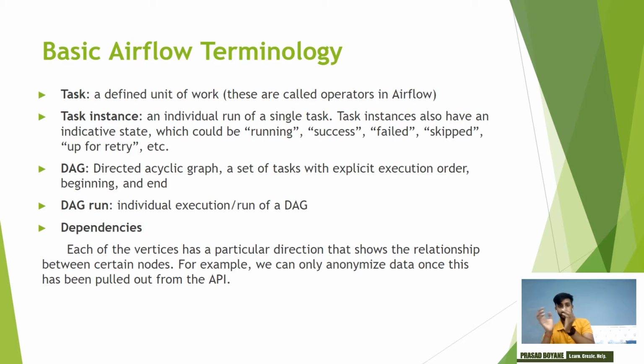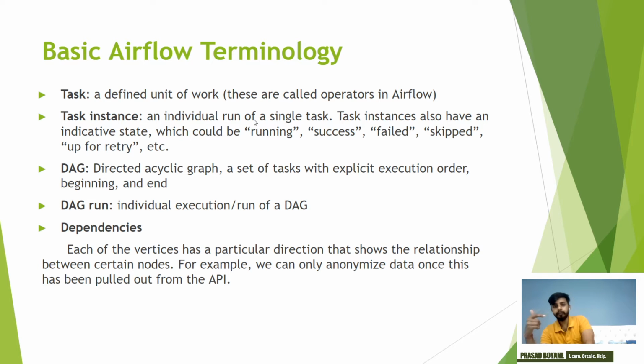Inside DAG, we have multiple tasks. So a task is a defined unit of work. Okay, it's a single unit of work. Task instance is an individual run of a single task. So basically we can consider DAGs and tasks as a blueprint. It's just a model. When you actually run the task, a new task instance or DAG instance will get created. And this is known as task instance.